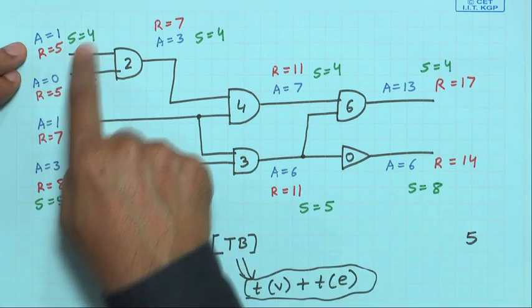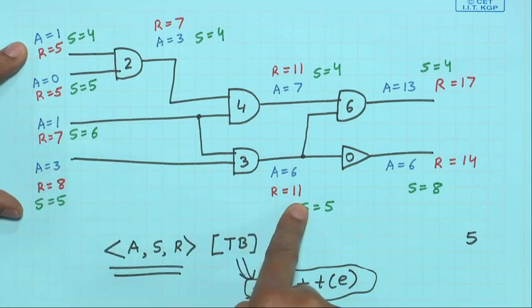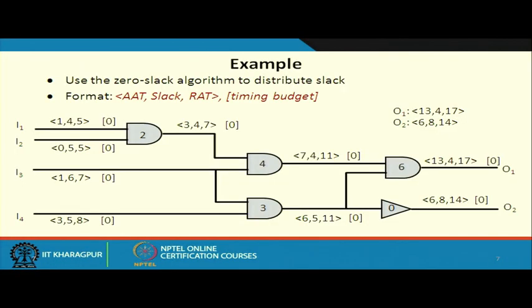With these initial values as I have calculated, this diagram shows exactly that. Whatever I have calculated, these are the values, AAT, slack, RAT, and the timing budget initially is assumed to be all zeros. So this output O1 and O2 I am showing separately. Now let us move step by step.